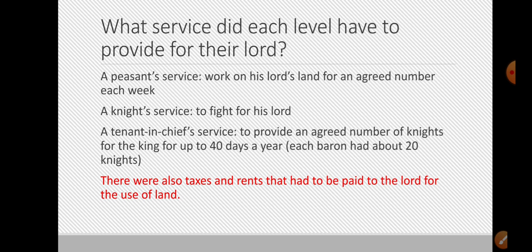So as you can see, every single level had to provide something for the level above. The peasants down below provide the food to the level above, which is the knights, and the knights provide protection. They give service to the lords, to the nobles, and the nobles use these knights to lend them to the king. On top of all that, of course, the food and the protection, there were also taxes and rents that had to be paid to the lord for the use of land.